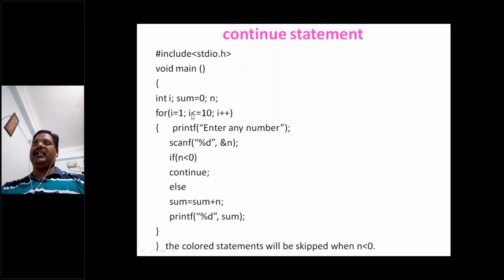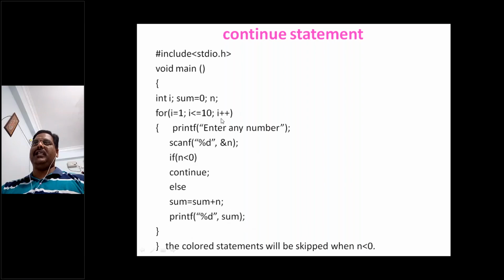Now i is going to be incremented, which is nothing but 3. Then enter any number. So what will happen? Now I am entering the n value as 0. So if 0 is less than 0, the condition becomes false again. So then what will happen? Again 0. That means 5, 2 and 0 are going to be printed over here, right?